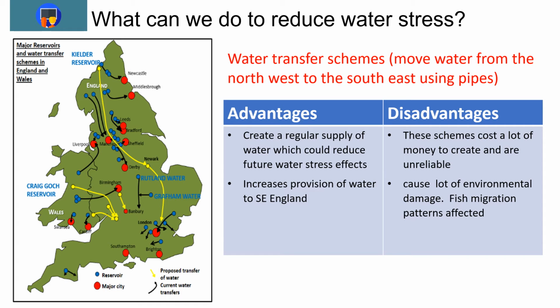So pause the presentation and under the box that says water transfer schemes, summarise some advantages and disadvantages. So water transfer schemes is a second example to reduce water stress in the UK.